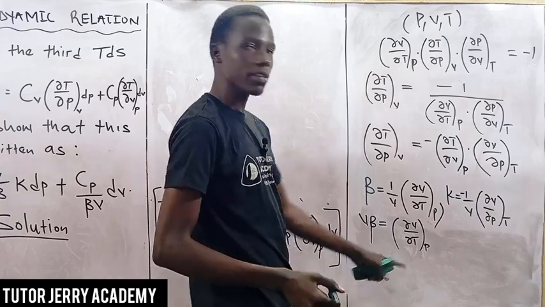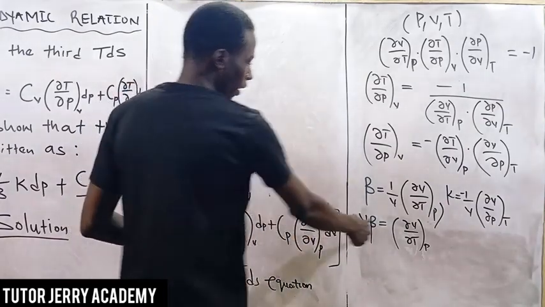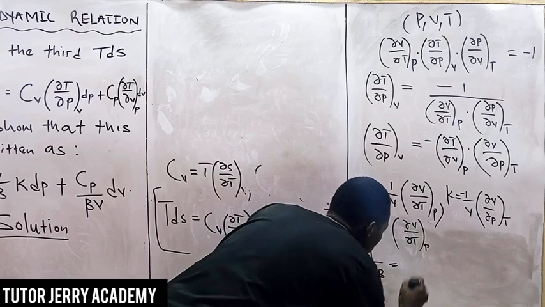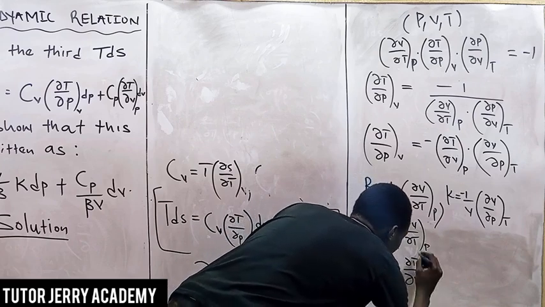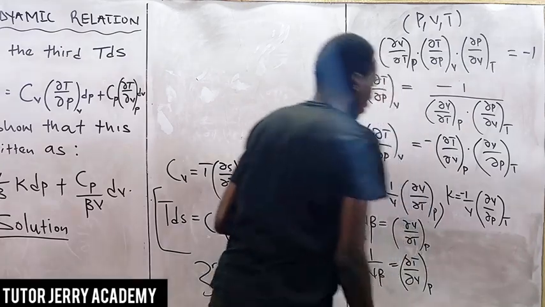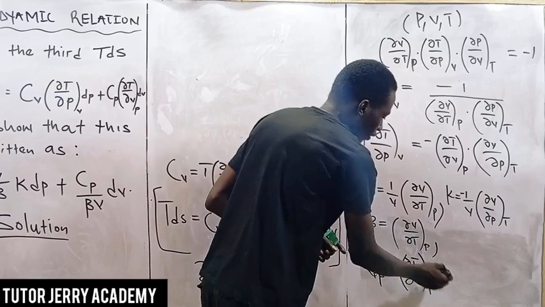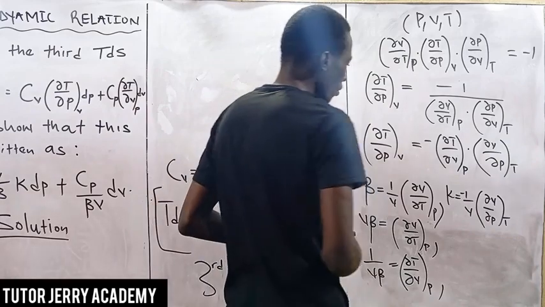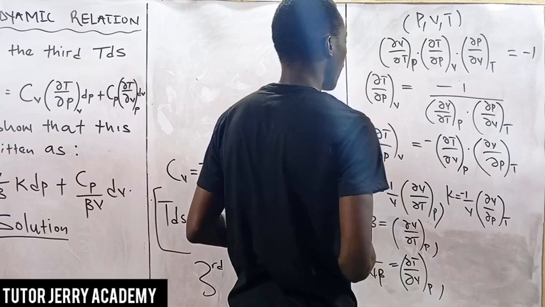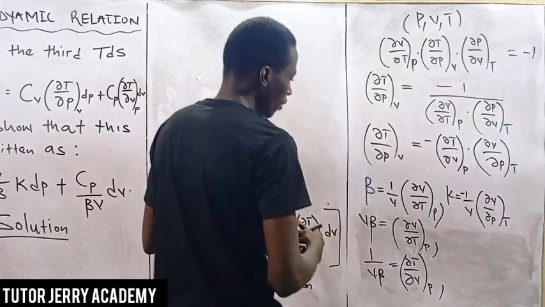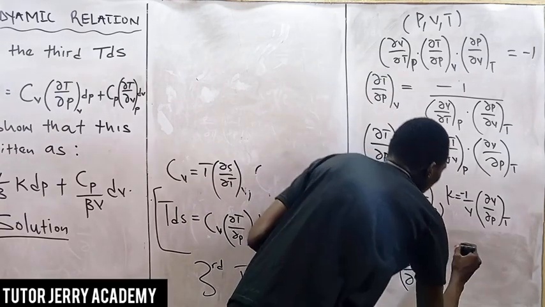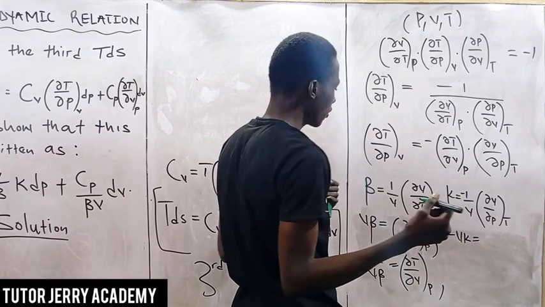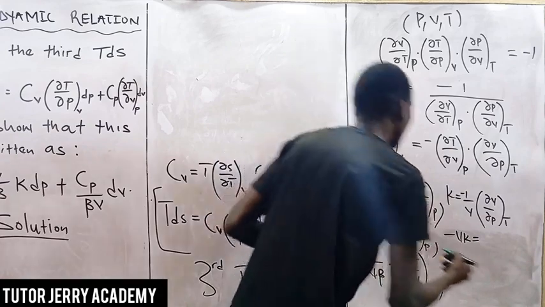Next, I'm going to be taking the inverse of this equation. If I take the inverse of this equation, I'm going to have 1 all over V beta to be equal to the partial derivative of T all over the partial derivative of V, keeping P constant. This is what I have. Next, I'm going to be coming back to my compressibility factor. What am I going to do here? First, I'm going to be multiplying both sides by minus V. If I multiply both sides by minus V, I'm going to have minus Vk, which as well can be called kappa, but we're using K for the purpose of this class.